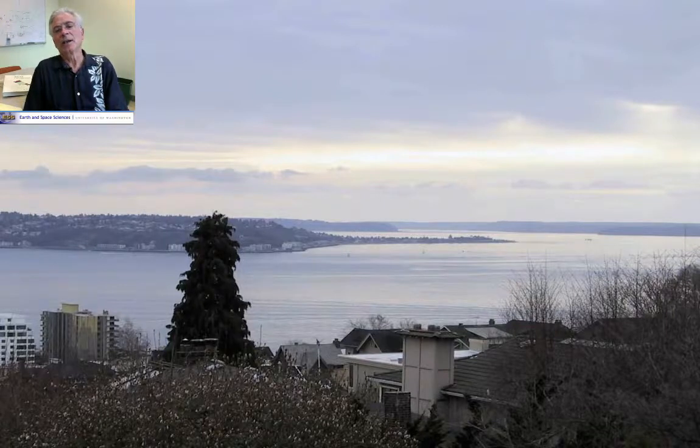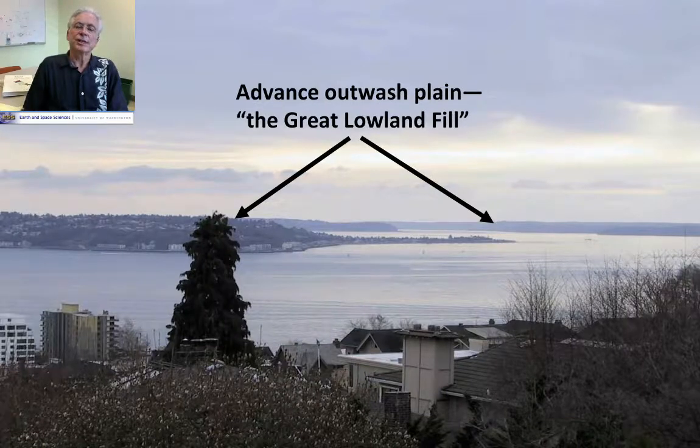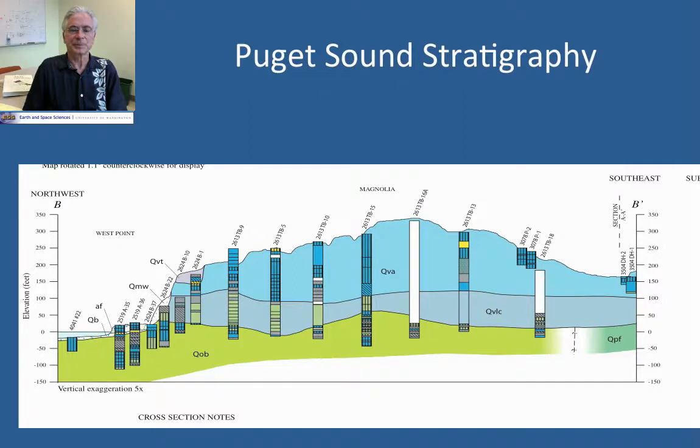Okay, so standing on any hill in Seattle or anywhere along Puget Sound, you have a vista such as this, and all of this material that you see is the advance outwash plain from the Vashon stage of the Fraser glaciation. We think of this as the Great Lowland Fill. It just filled up the whole Puget Sound Basin with clay, then sand and gravel to the top of the highest hills in the Seattle area.